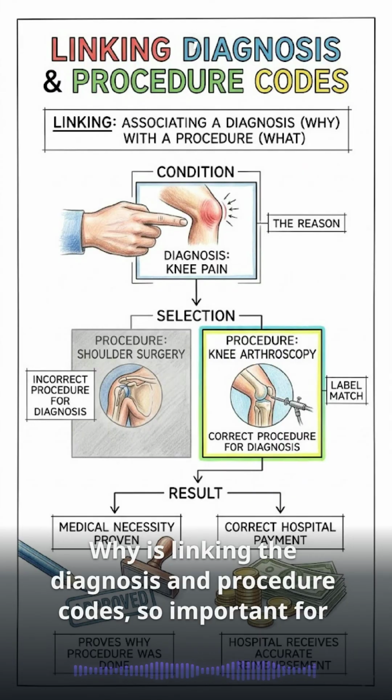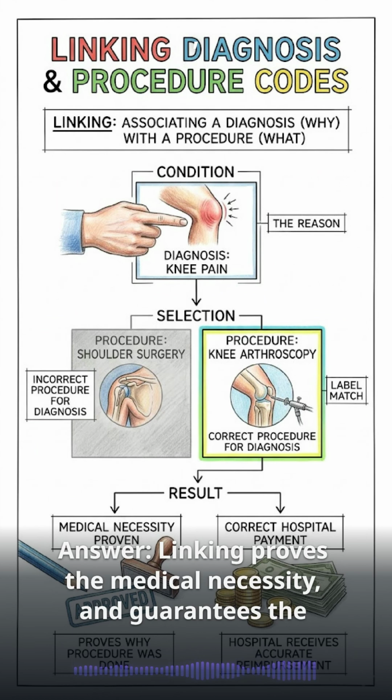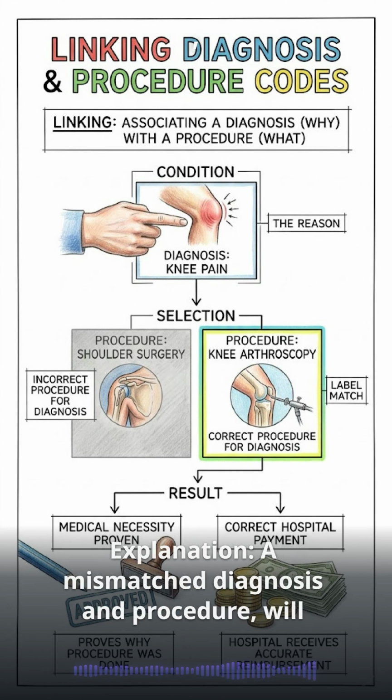32. Why is linking the diagnosis and procedure codes so important for hospital billing? Linking proves the medical necessity and guarantees the hospital will receive a fair, correct payment. A mismatched diagnosis and procedure will cause an immediate rejection from the insurance computer.